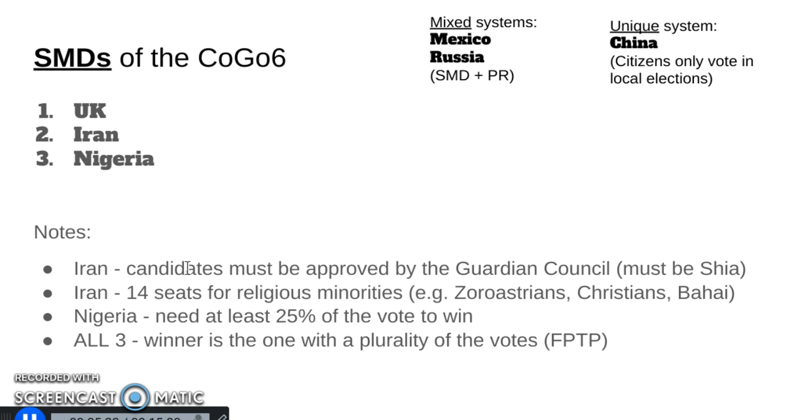A couple of notes. In Iran, all the candidates running for office have to be approved or vetted by the Guardian Council. They must be Shia Muslims, for example. So Iran provides 14 seats for religious minorities, the Zoroastrians, the Baha'i, the Christians, for example. In Nigeria, it's a plurality system within single-member district, but at the same time, you've got to have at least 25% of the vote to win.